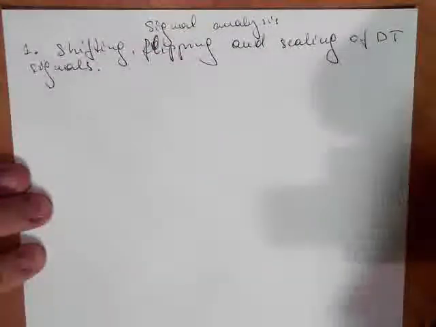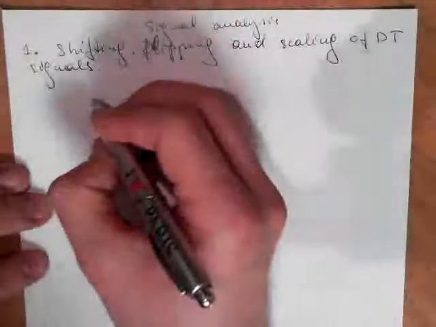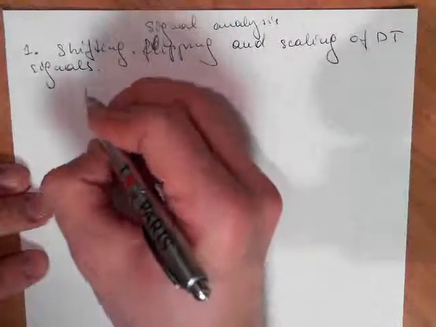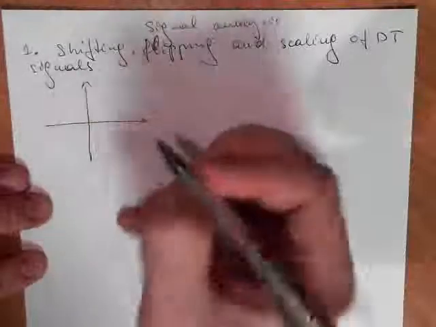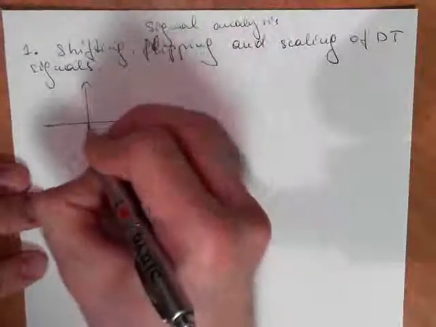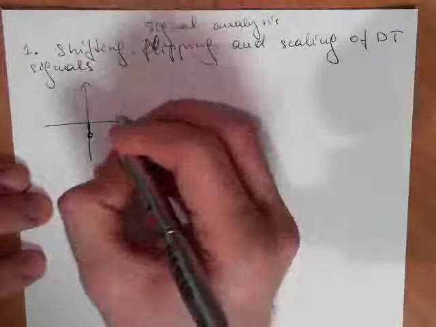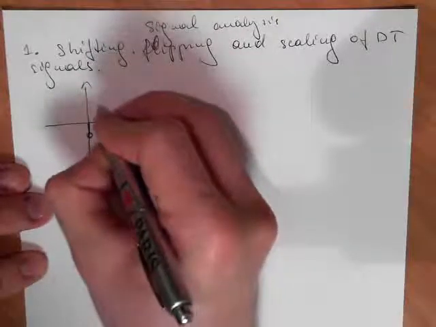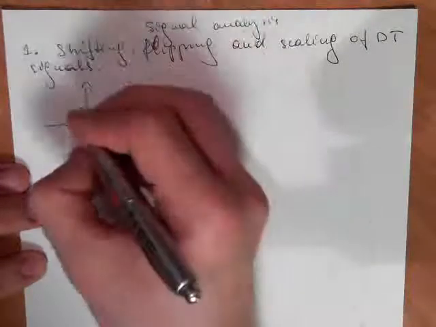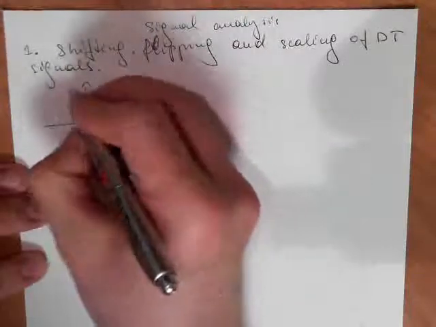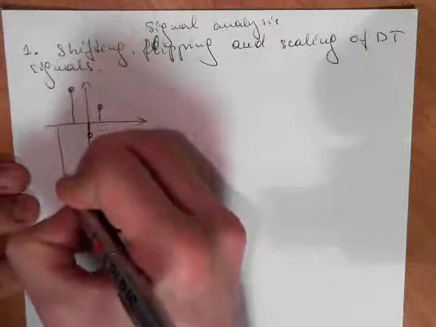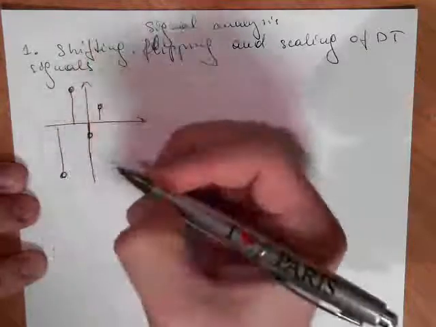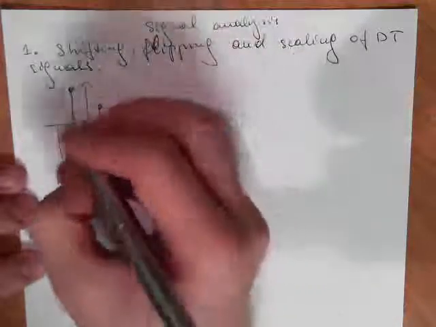So we may have our sample signal, something that maybe can look like this. Let's make it -1, here +1, let's make it +2, let's make it -3. So this is our signal.